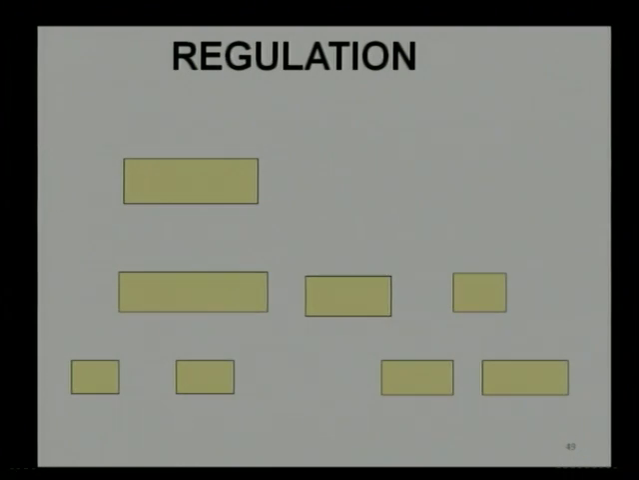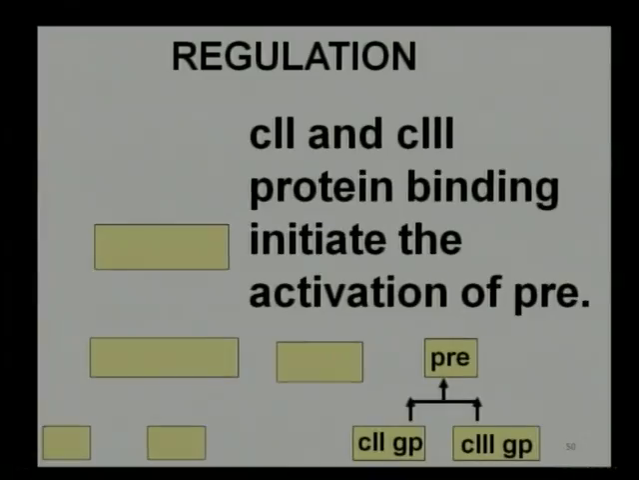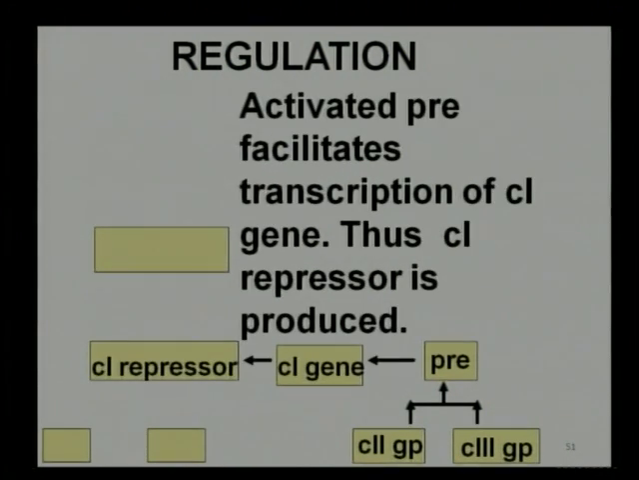Now the main point, that is regulation. The regulation begins with, as I mentioned earlier, the C2 and the C3. The gene products of C2 and the C3 bind with the PRE and activate PRE. PRE is the promoter for repressor establishment. So this binding with the promoter repressor establishment has an effect on the C1 gene. That is, the activated PRE facilitates the transcription of the C1 gene, and thus C1 repressor is produced, the central molecule of the whole phenomenon.